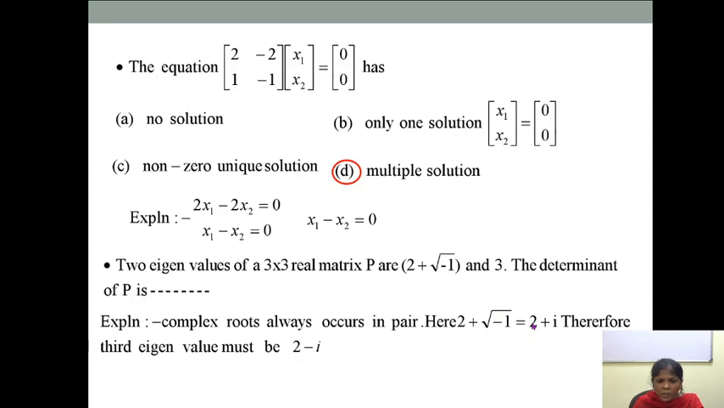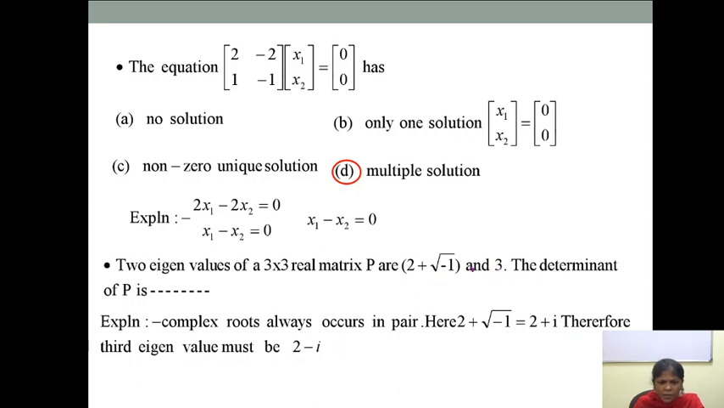So what should be its next pair element in the pair? That is nothing but 2 minus i. As the third eigenvalue is missing over here, we have found it as 2 minus i. Therefore the three eigenvalues are 2 plus i, 2 minus i, and 3.